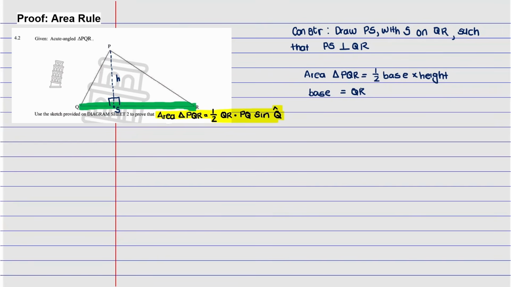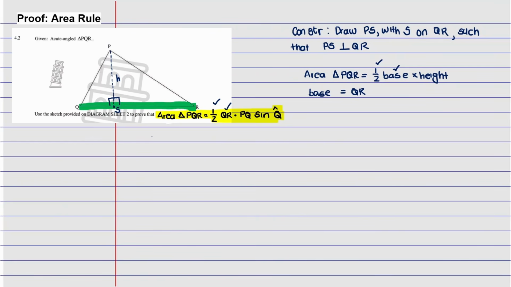Do you see the fact that looking at the base and looking at what we need to prove, we already have QR? So we're one step closer. So what do we know now? We have the base, we have the half here. So now what do we need to find? We need to find the h, which is the height.